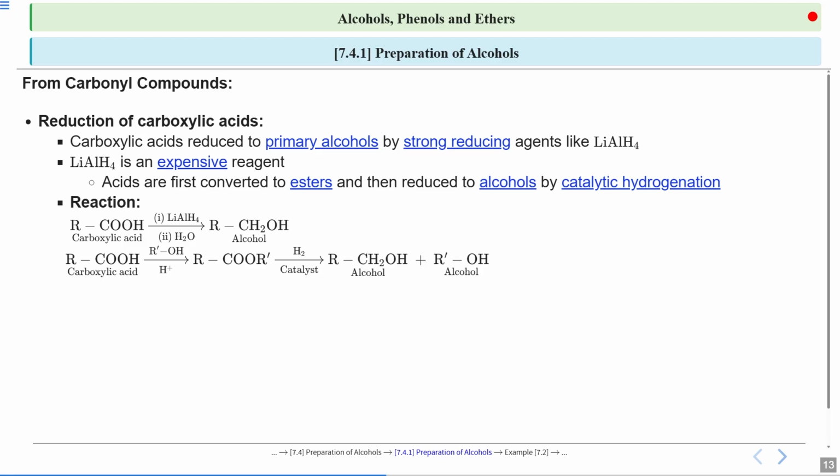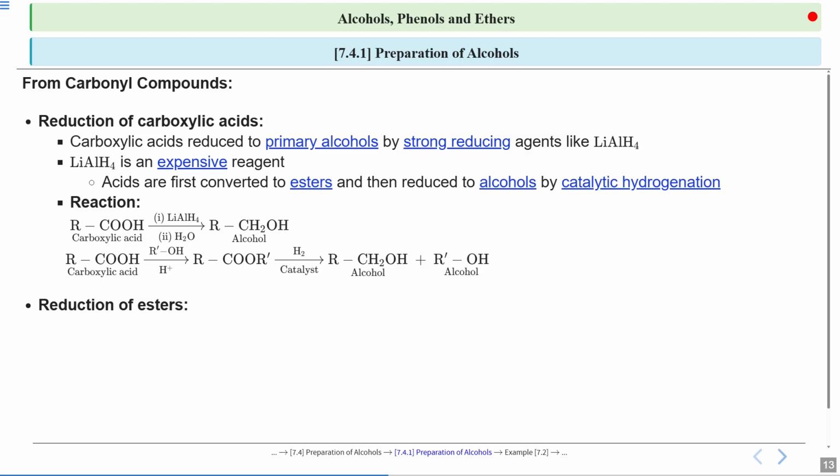One alcohol will contain the same number of carbons which is present in our initial carboxylic acid. The other alcohol is going to have one lesser carbon compared to the reactant carboxylic acid. So two alcohols you will get, one from R, another from R prime.